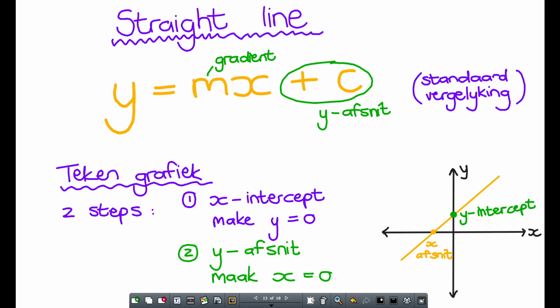Kyk, gou hier, please remember that when you draw a line, jy moet vir my aan die punte maak vir my pyltjies asseblief to show it doesn't stop there, it goes on.